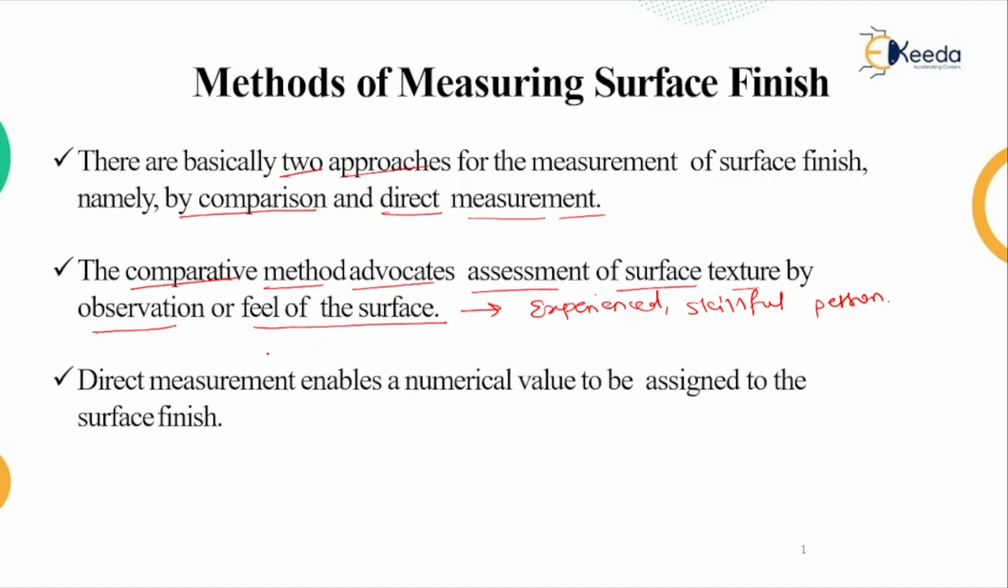Now the other one is direct measurement, which enables a numerical value to be assigned to the surface finish. By calculating Ra, Rq and Rz, that is arithmetic mean, root mean square and the 10-point method, we get all these three values directly once the stylus touches the workpiece surface and takes the reading. So nowadays the direct measurement method is very useful and most widely used.